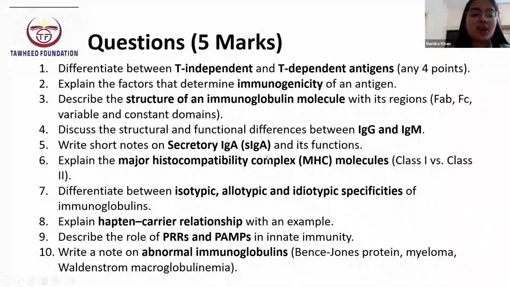Sixth, explain the major histocompatibility complex, that is MHC molecules, class 1 versus class 2. Seventh, differentiate between isotypic, allotypic, and idiotypic specificities of immunoglobulins. Eighth, explain hapten-carrier relationship with an example. Ninth, describe the role of PRRs and PAMPs in innate immunity. Tenth, write a note on abnormal immunoglobulins: Bence-Jones protein, myeloma, Waldenstrom macroglobulinemia. So with this, we completed antigen and antigen recognition molecules.